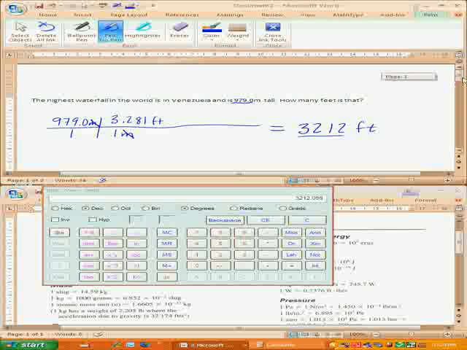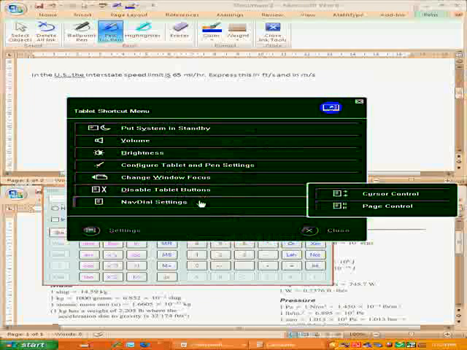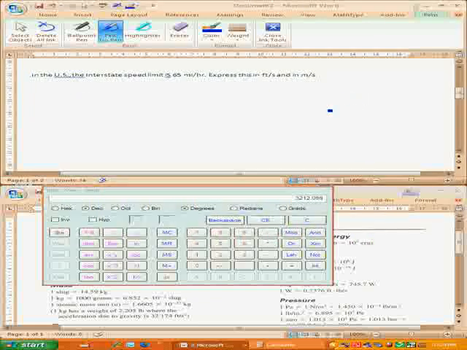Okay, let's look at another example, one that's a little bit more difficult, but still the same idea. So we're going to start off with this problem. In the U.S., the interstate speed is 65 miles per hour. Express this in feet per second and meters per second. So let's go with the feet per second first. It's the same, the English units. Again, I'm going to have 65. Now the miles are on the top, and the hours are on the bottom. 65 miles per hour.